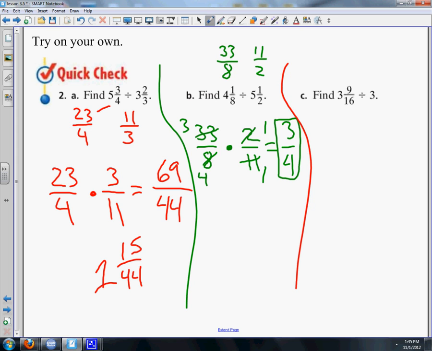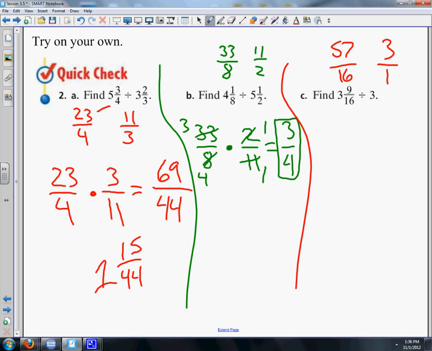Now, let's look at our last problem. So again, we are going to make our mixed number into an improper fraction. So 3 times 16 is 48 plus 9. So we get 48, 49, 50, 51, 52, 53, 54, 55, 56, 57. Beautiful. 57 over 16. And since 3 is a whole number, I'm just going to rewrite it as 3 over 1. Visually, that helps me when I'm working with fractions.